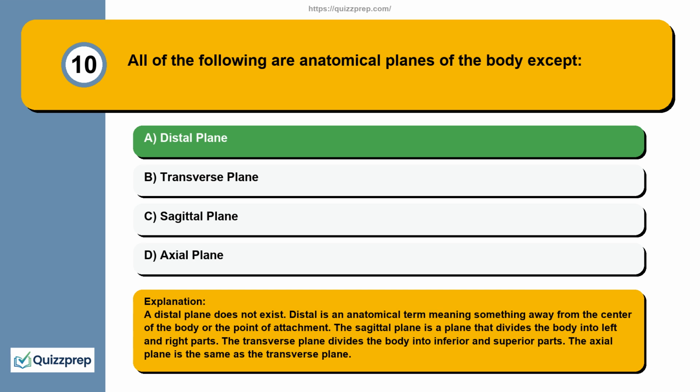The sagittal plane is a plane that divides the body into left and right parts. The transverse plane divides the body into inferior and superior parts. The axial plane is the same as the transverse plane.